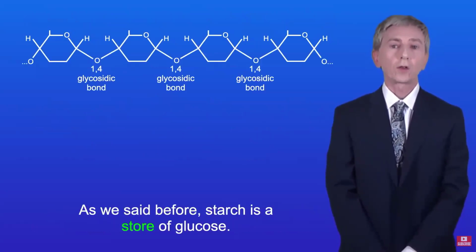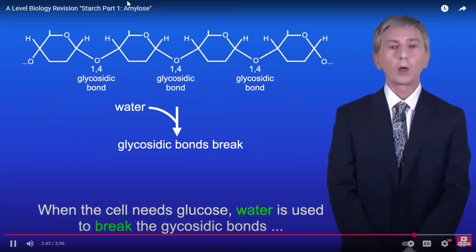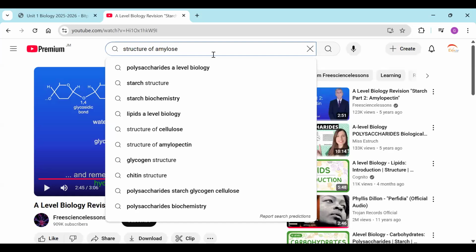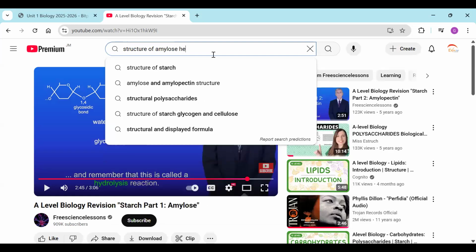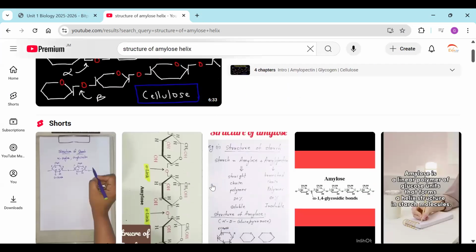Now, as we said before, starch is a store of glucose, so when the cell needs glucose, water is used to break the glycosidic bonds. And remember that this is called a hydrolysis. Really showing us the helix. I think maybe in the next part, let's see if in part 2 we can see the helix of amylose.